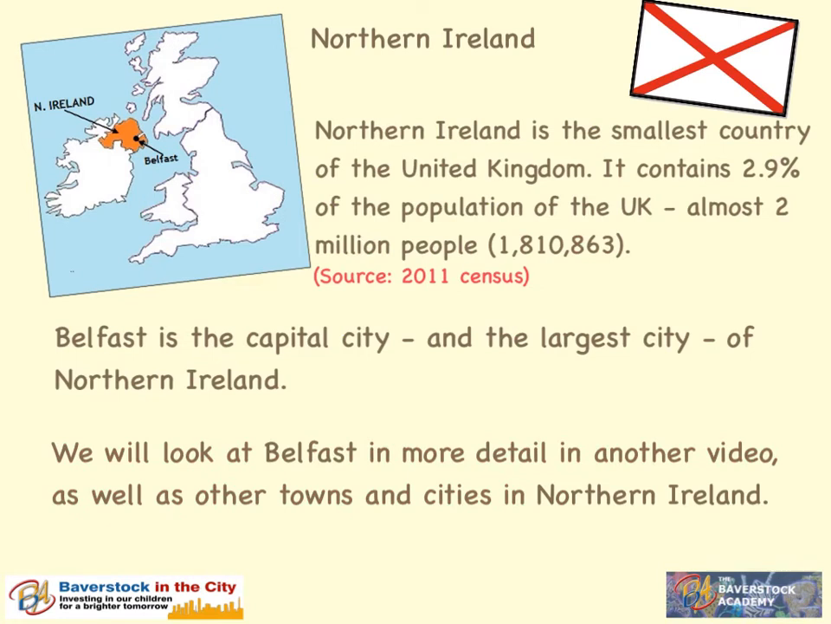Now we will have a look at Northern Ireland, shown here on the map. Northern Ireland is the smallest country of the United Kingdom. It contains 2.9% of the population of the United Kingdom, almost 2 million people. It contains 1,810,863 people.